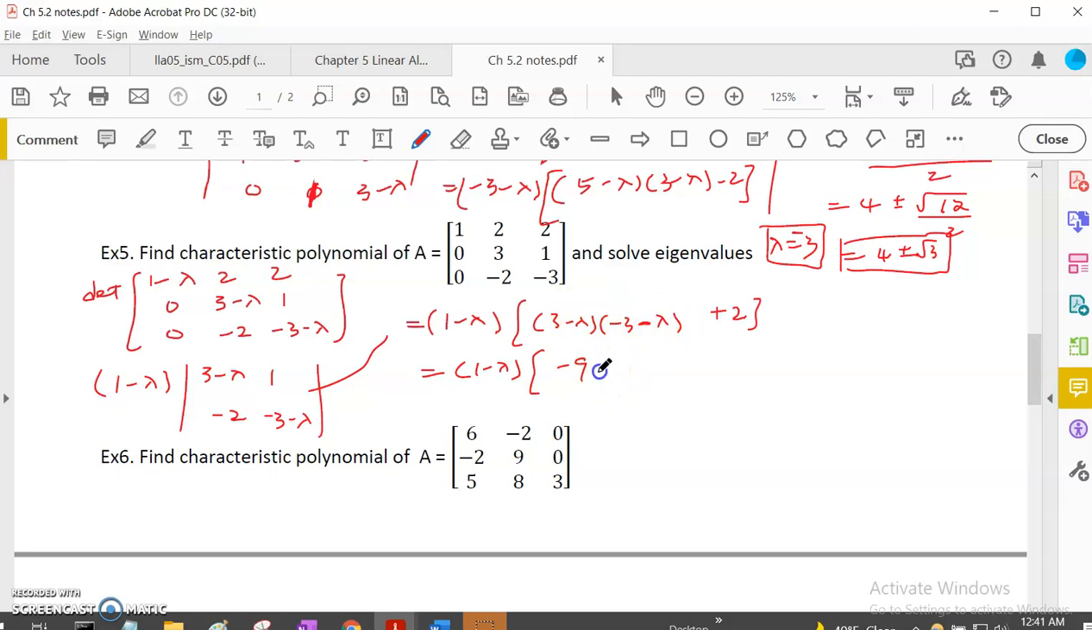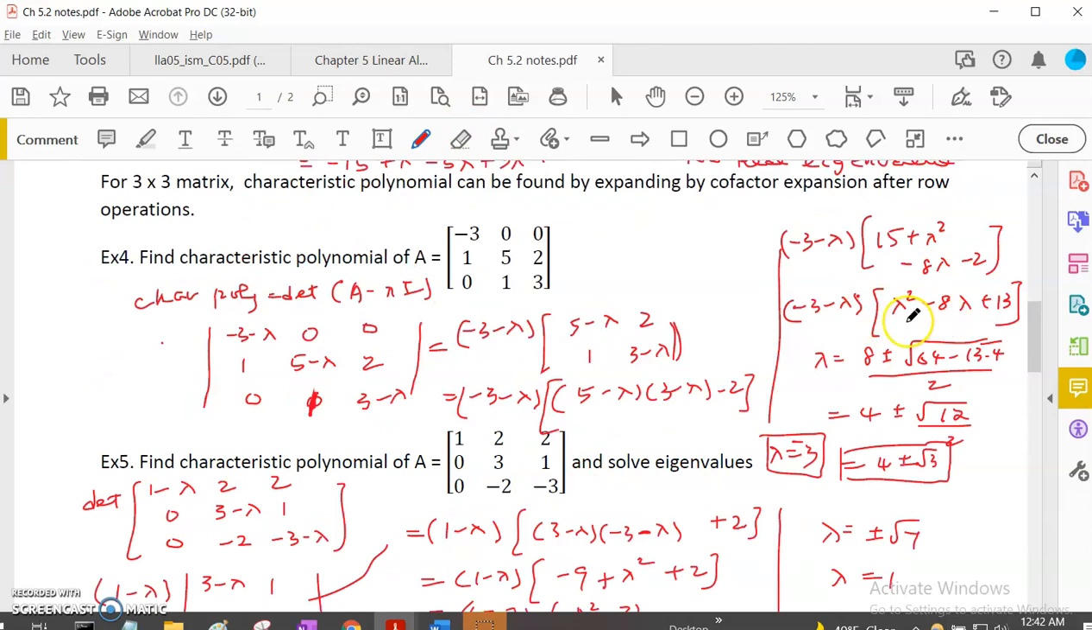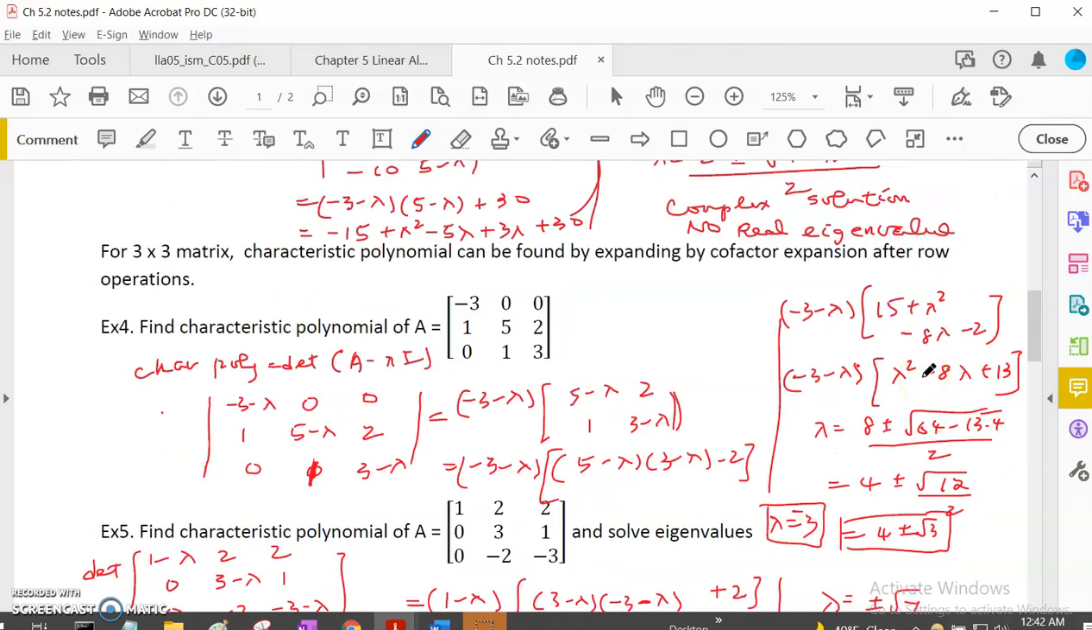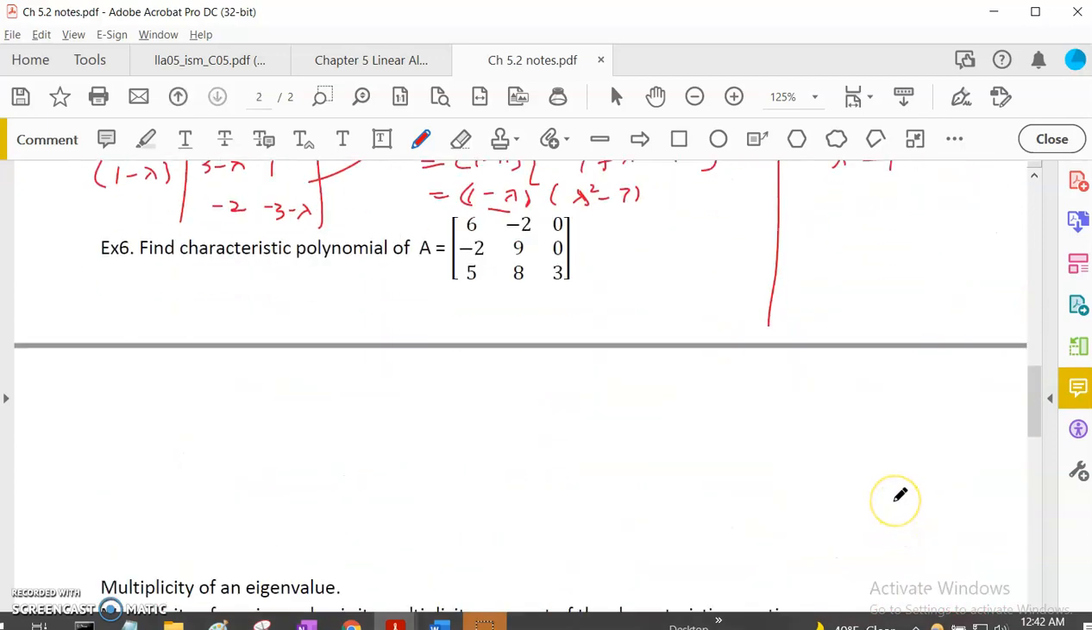And then I have plus lambda square plus 2. So it is equal to 1 minus lambda times lambda square minus 7. So to solve it, lambda would equal plus or minus root 7, and also lambda equal to 1 from the other factor. So sometimes you have irrational numbers, sometimes you don't. Sometimes you have no solution because they're all complex.